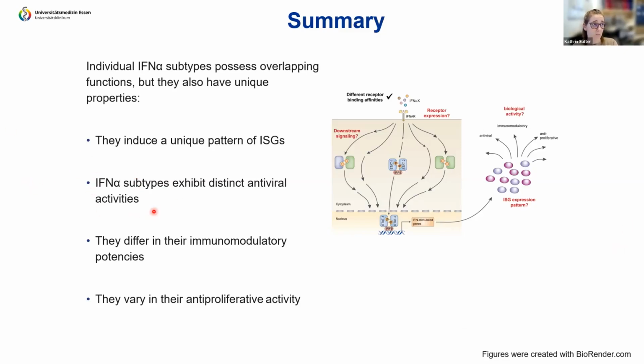If you remember the mouse data for HPV, especially 4 and 5 were really good, whereas in Friend virus, so retrovirus infection in the mice, 5 wasn't working at all. That's quite interesting. And they also differ in their immunomodulatory potency. If you remember the data from HIV, there we saw that alpha-2 is mainly activating the CD8 T cells, their cytotoxicity, whereas alpha-14 was mainly activating NK cells. And they also vary in their anti-proliferative activity.